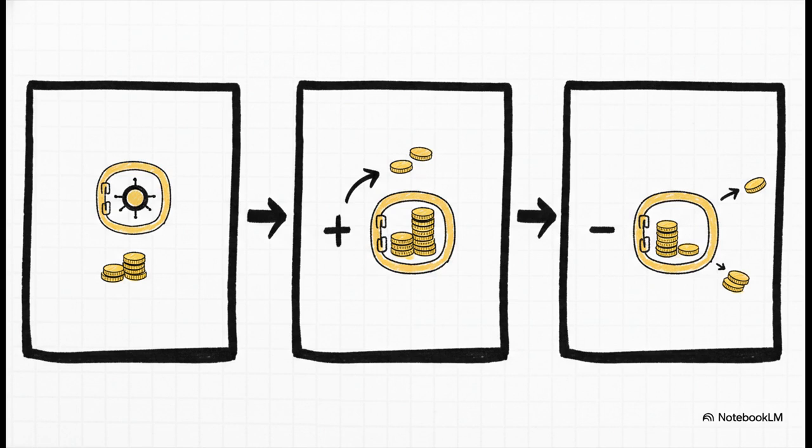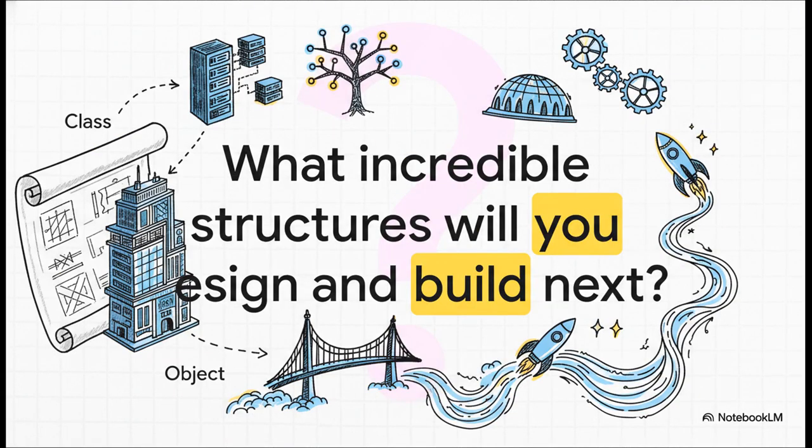You start with a balance of 1,000. Then you call the deposit method, and the balance inside that object goes up. Then you call withdraw, and the balance goes down. The object lives and changes based on the behaviors you tell it to perform. So there you have it. A class is the blueprint, and an object is the actual building you construct from it. These two concepts are the fundamental tools you need to build vast, complex, and really powerful software. So the only question left is, what incredible structures are you going to design and build next?